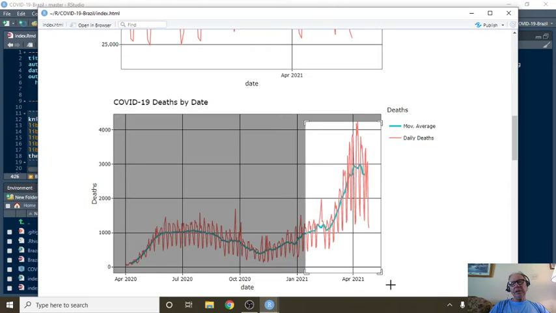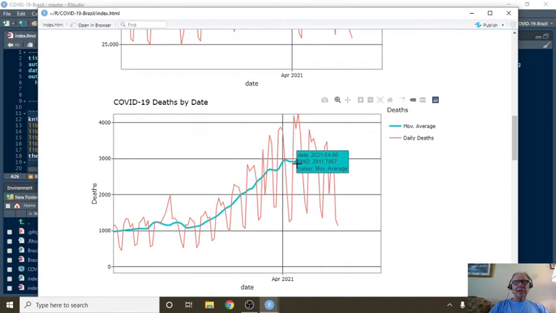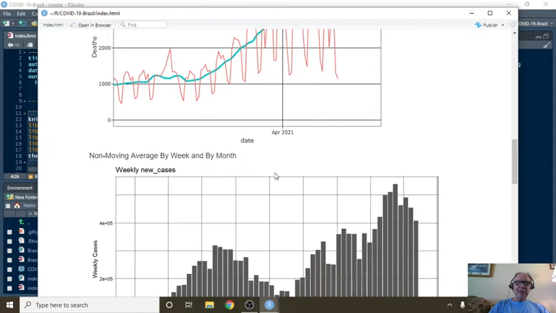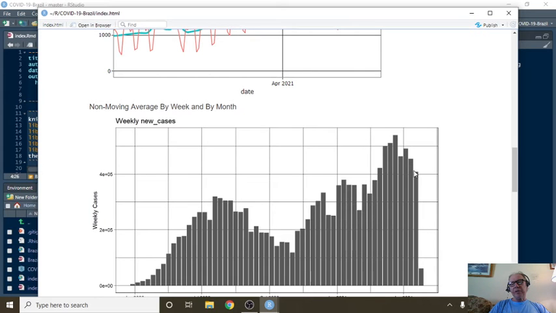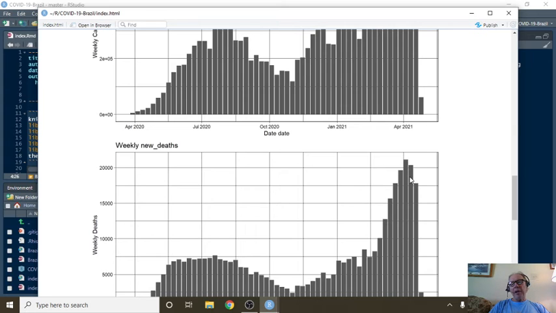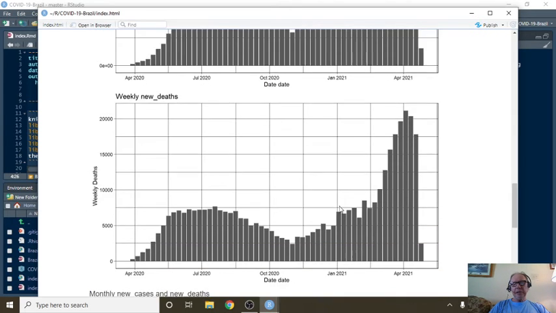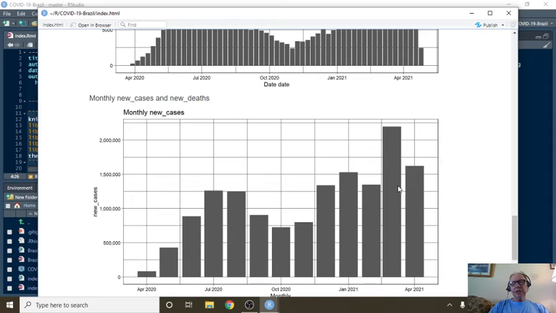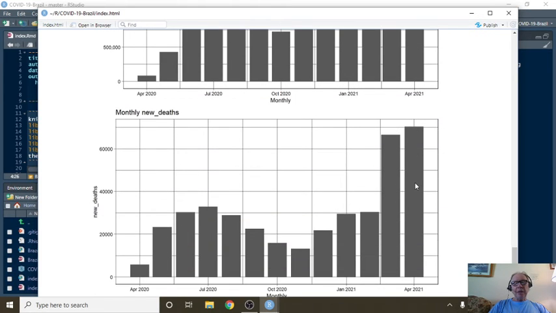We also see a slight decline. Hopefully this is the beginning of the final decline here for deaths. You can see the slight decline over the last 4 or 5 weeks for cases. And again, you can see a death decline for the previous 2 weeks. So far, April's cases are the second most cases so far, and April's deaths are the most number of deaths so far.